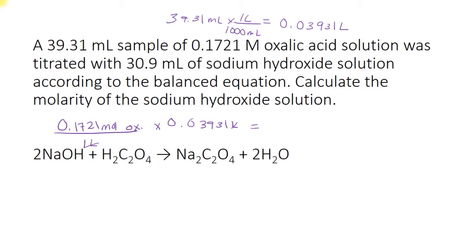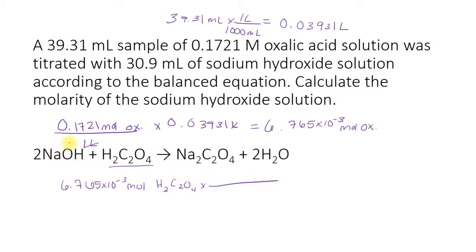And our calculator says there's 6.765 times 10 to the negative 3 moles of oxalic. Well, this is oxalic and this is the base being used, so now I have a balanced reaction already. So I can just pick up with moles of oxalic here. I'm going to write the chemical formula. You don't have to. I want to get to NaOH, so I'm going to put that on top. I'm going to get rid of the oxalic, so I'm going to put that one on the bottom.